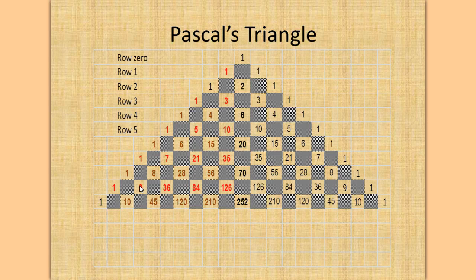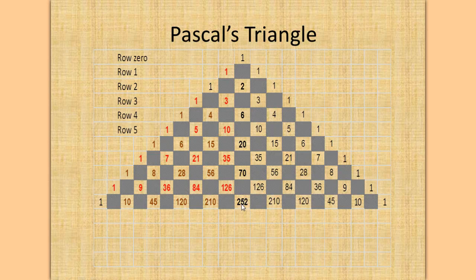How do you get the 10th row? Well, 9 plus 1 is 10. We had the 9th row. 9 plus 36 is 45. 36 plus 84 is 120. 84 plus 126 is 210. 126 plus 126 is 252.